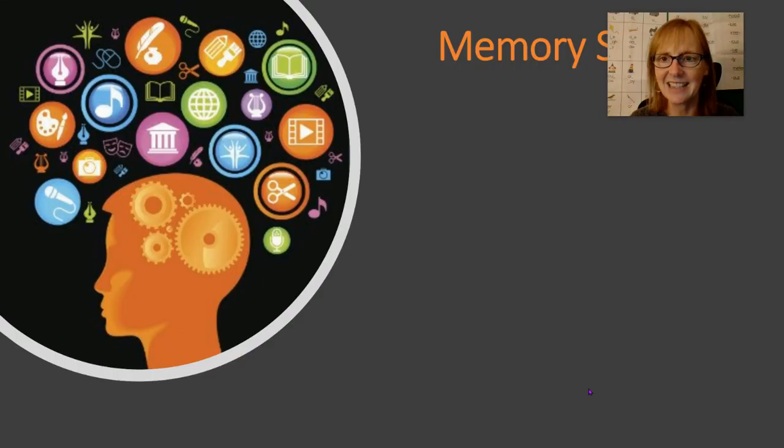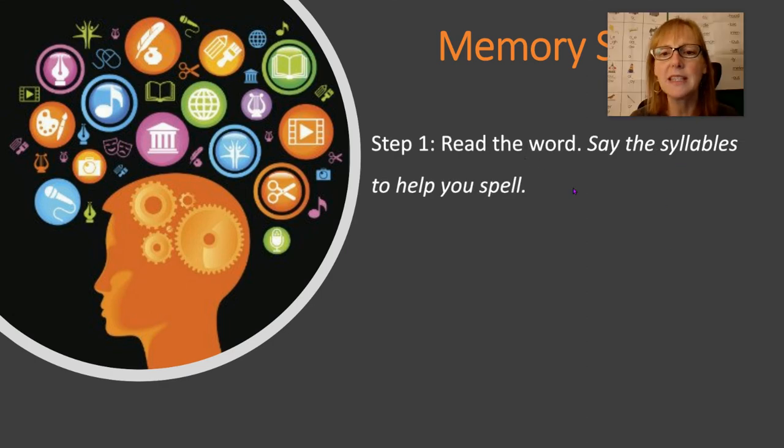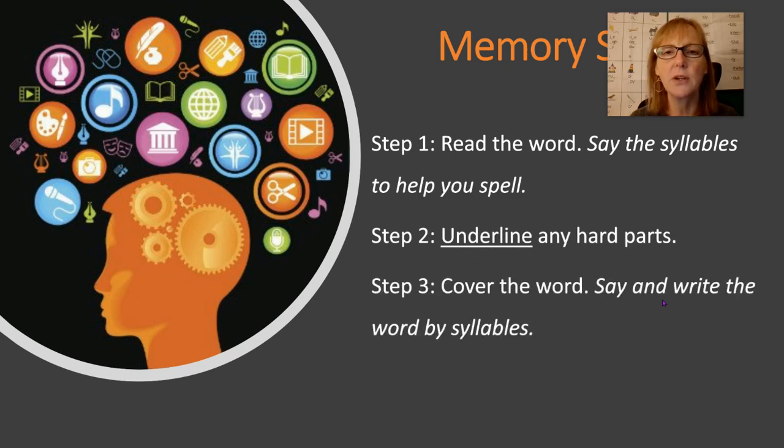And that is that. Here are your memory steps. Remember, read the word, say the syllables to help you spell. Really break down those syllables. It'll help a lot. Underline any hard parts for yourself. Cover the word, say and write the word by syllables.